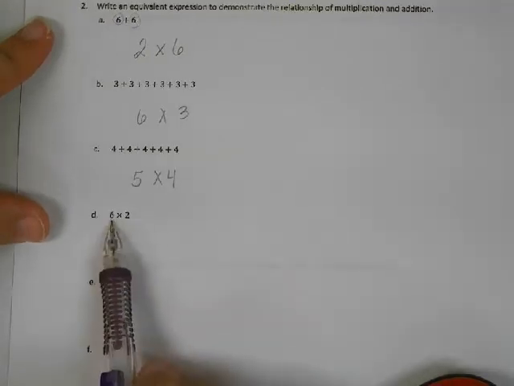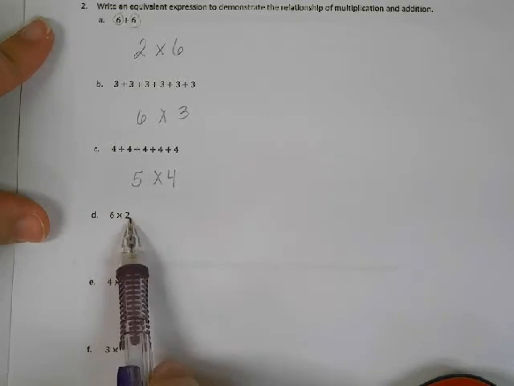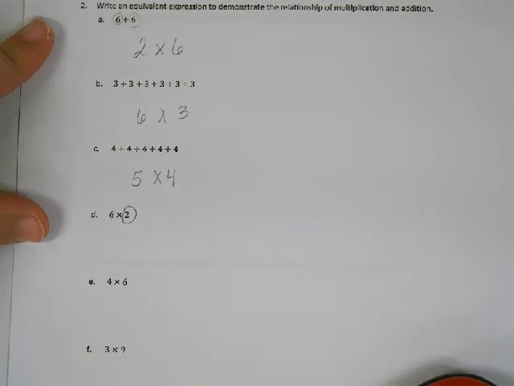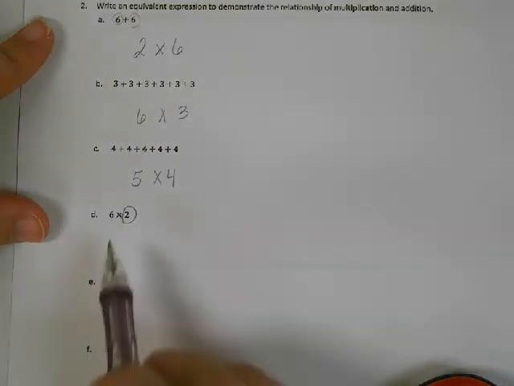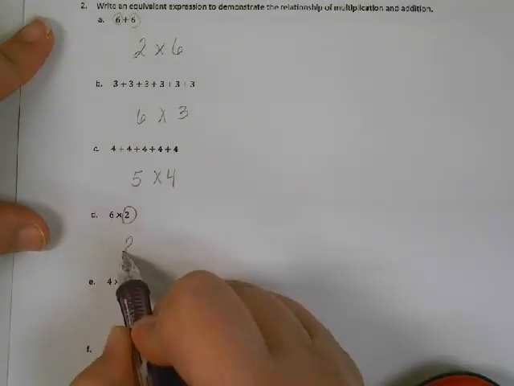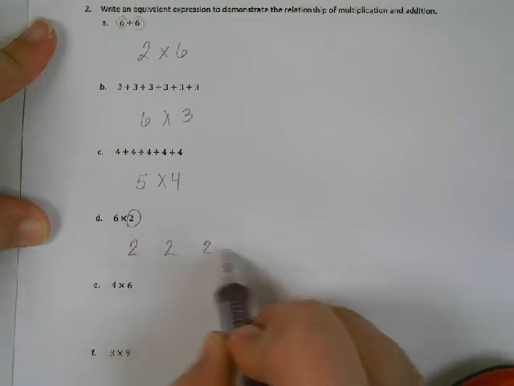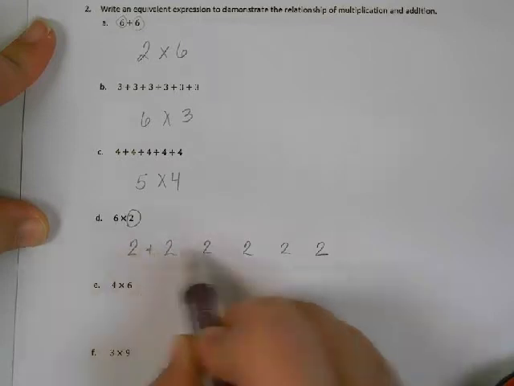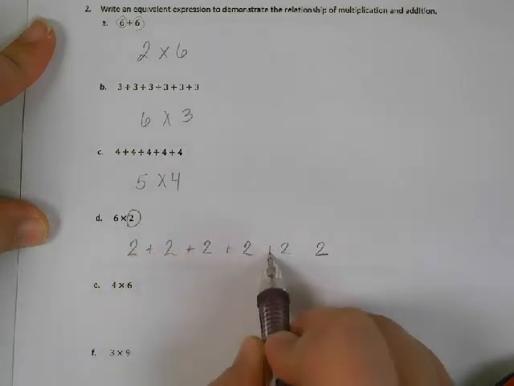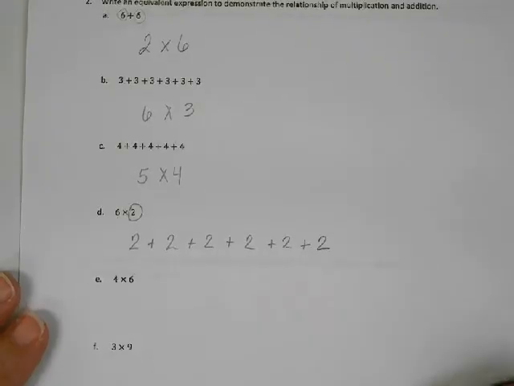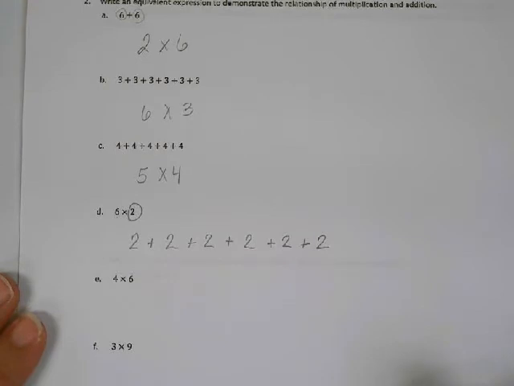We're going to do D together. This one reads as 6 groups of 2. This last number tells us what number we're going to write in our addition expression. And this first number tells us how many of that number. So I'm going to write 6 2s, and then add in my addition operation between those. I want you to go ahead and do E and F on your own and then check your answers. So pause your video now.